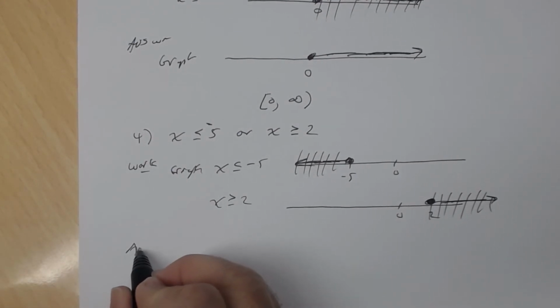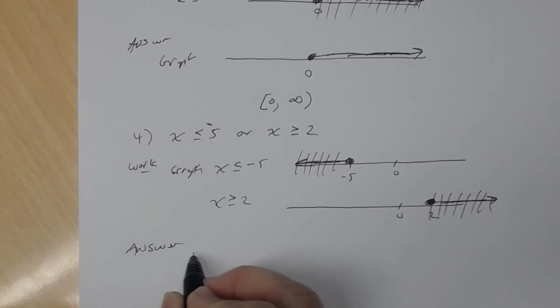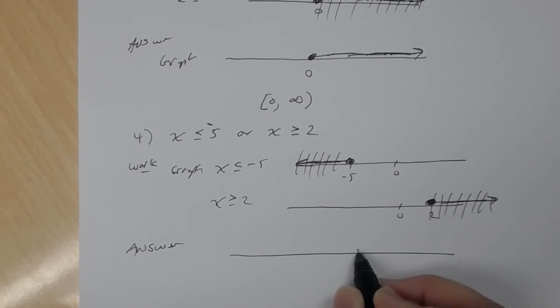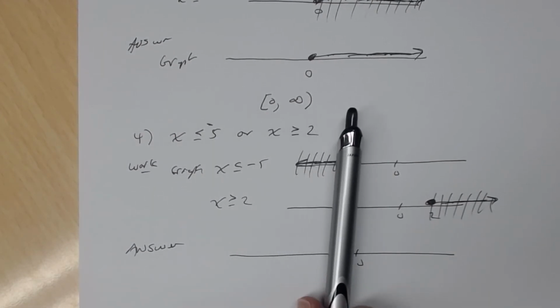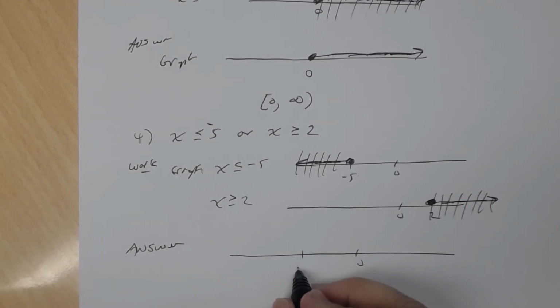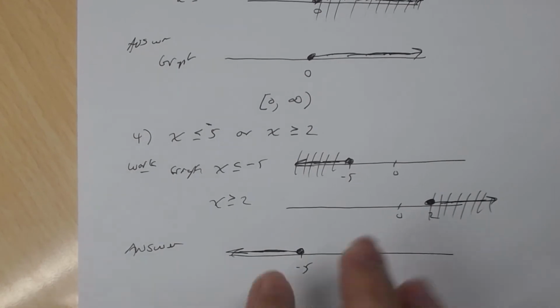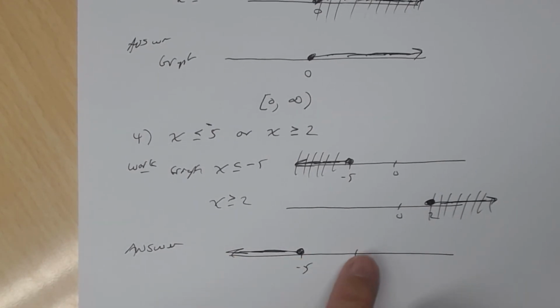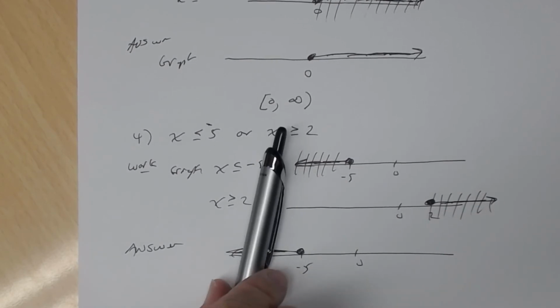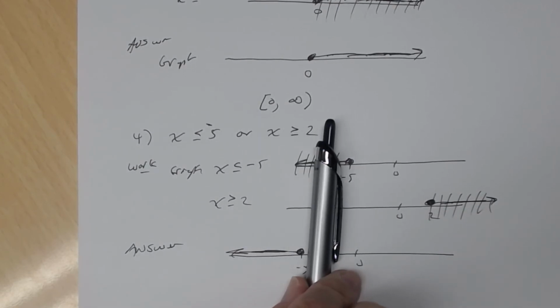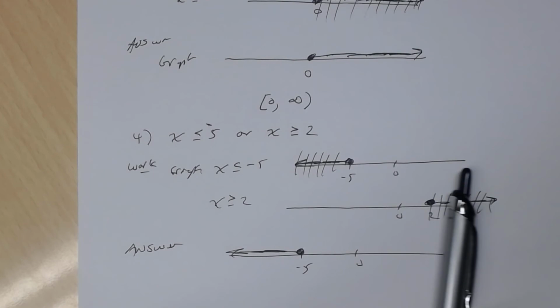So your answer, so here's 0. So your answer will be from negative infinity to negative 5. So that's negative 5, closed circle. So negative infinity to negative 5, union, and then from 2 to infinity. So remember, anything shaded. So negative infinity to negative 5, and then from 2 to infinity.